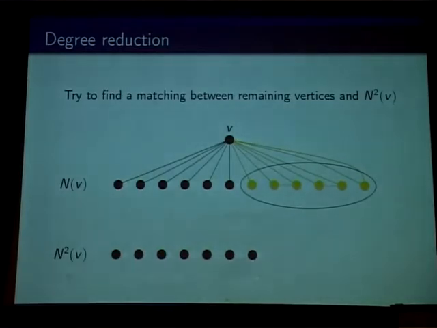Okay, so now we are ready to do the main trick. Now introduce the second neighborhood of vertex v. These are the vertices that are at distance 2 from v, but they are not in the neighborhood. So we try to find a matching of size k plus 3 between those vertices and those vertices. If we succeed, then we can reduce vertex v. So assume we didn't succeed.